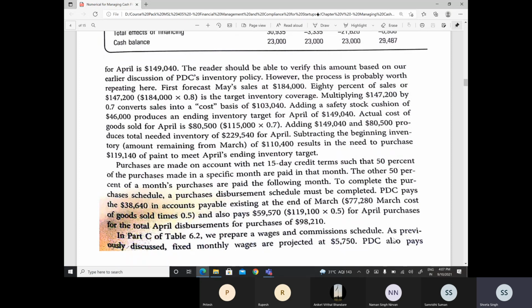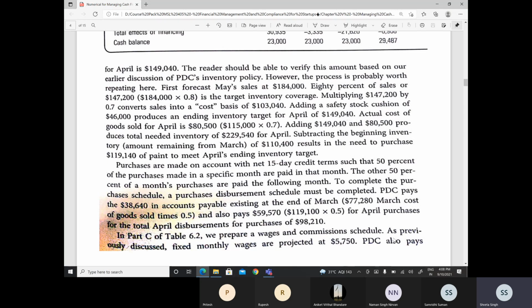Now, the reader should be able to verify these amounts based on our earlier discussion of PDC's inventory policy. However, the process is probably worth repeating here. Now, this is just a description of this cash budget to kind of reinforce each and every aspect. First, forecast May's sales at $184,000. 80% of sales, or 147,200, is the target inventory coverage.